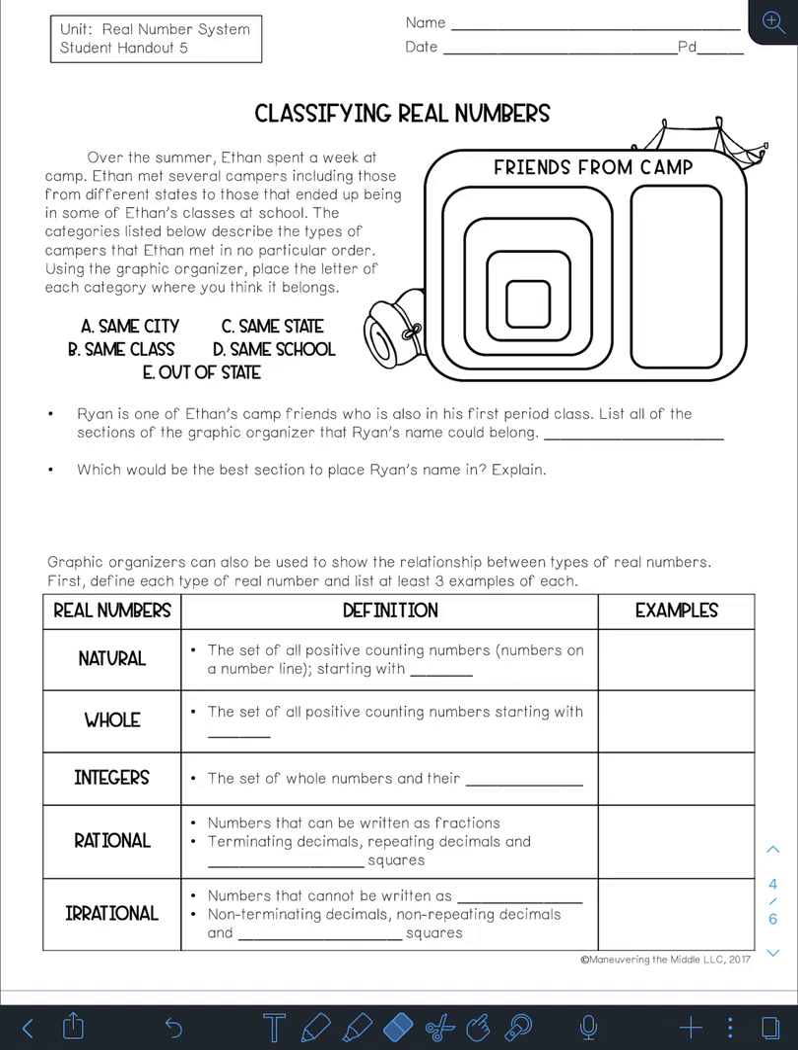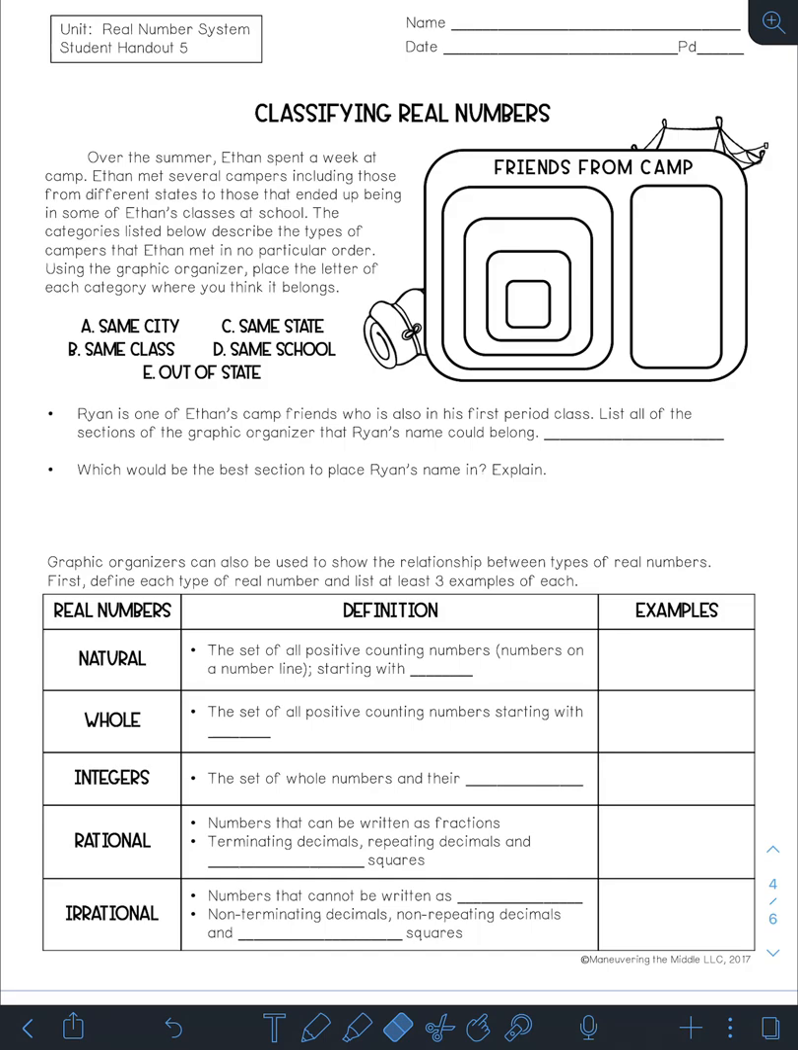using the correct terminology. It says, over the summer, Ethan spent a week at camp. Ethan met several campers, including those from different states, to those that ended up being in some of Ethan's classes at school. The categories listed below describe the type of campers that Ethan met in no particular order. Use the graphic organizer to place the letter of each category where you think it might belong.